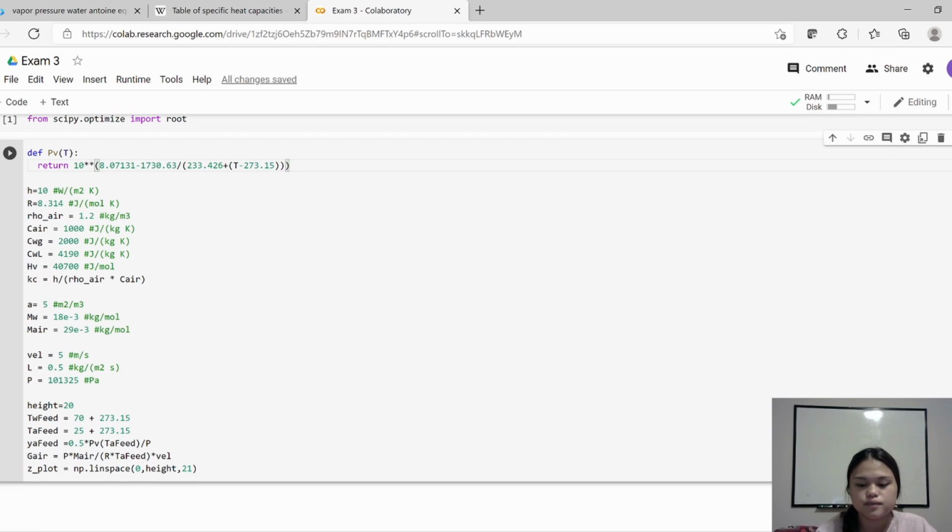And then the pressure is going to be returned in millimeters of mercury, but we're going to want it in pascals, so we're just going to divide it by the conversion, which is 760 times 101.325. That looks pretty good.